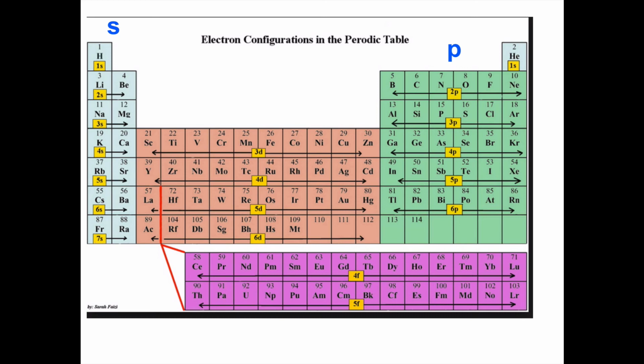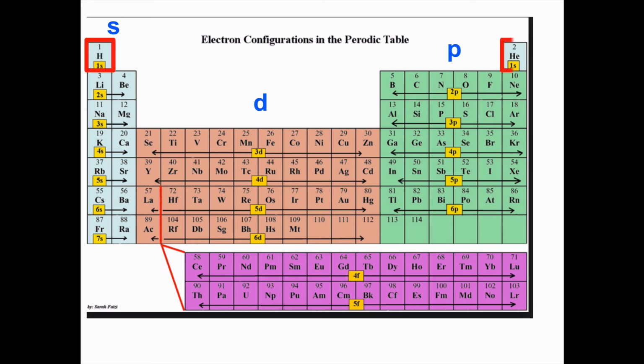If you're filling in from scandium to zinc, those 10 elements, this is where you're filling in the d level, right? So the 3d fills, and below that the 4d and the 5d, and those overlap with the 4s and the 5s. So the way we put electrons into configurations is we just follow the periodic table.